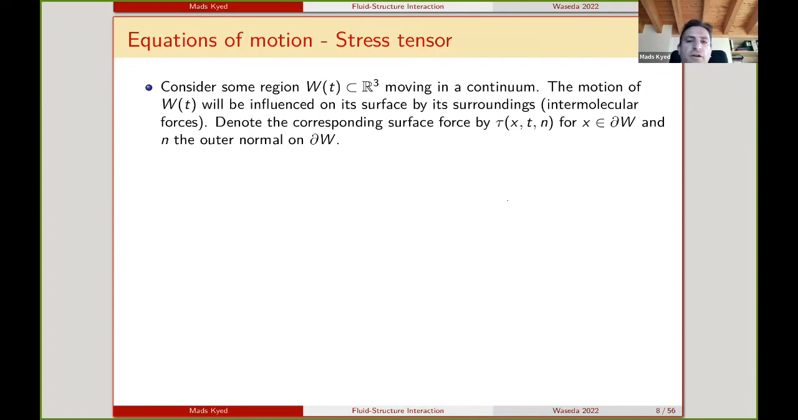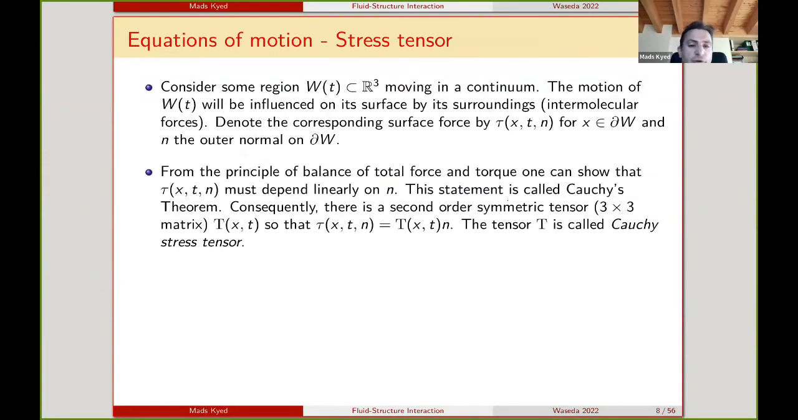Okay, so this, of course, is due to intermolecular forces. So we need to express these types of forces, and we introduce the surface force tau to express these intermolecular forces. There is a very important theorem called Cauchy's theorem, which states that the surface force due to intermolecular forces depends linearly on the normal vector on the surface of a region.